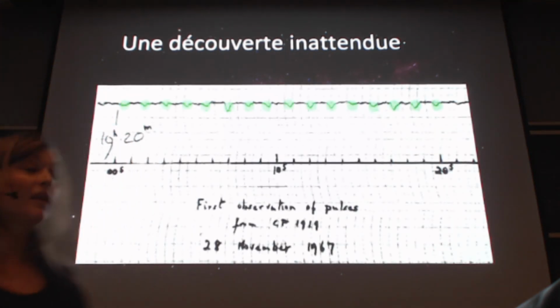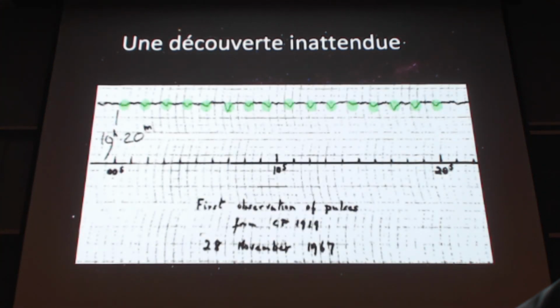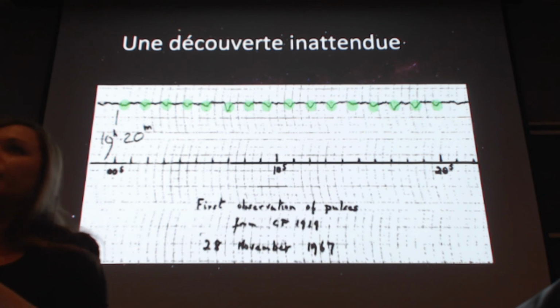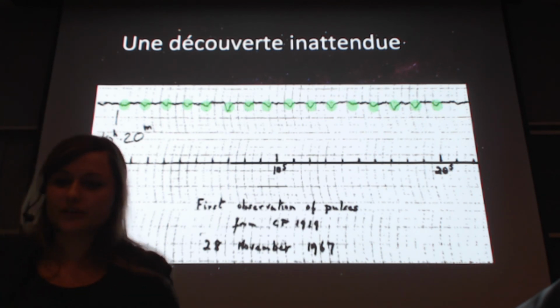This is what she saw. Every 1.3373 and some numbers, she saw these little pulsations. Actually, the curve is going down, but that means that it was recording a signal. So she saw this very regular signal, this pulse that repeated itself every 1.3373 and some numbers. Very, very regular, very precise pulsations.